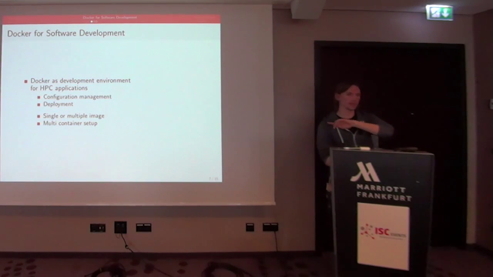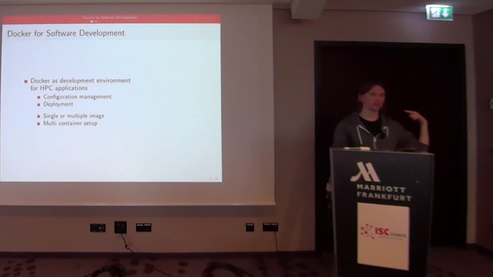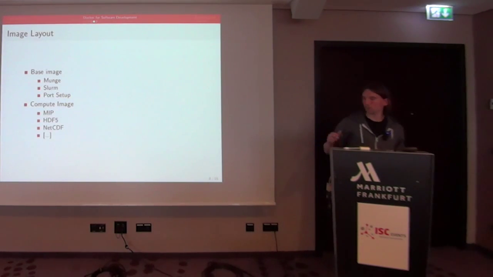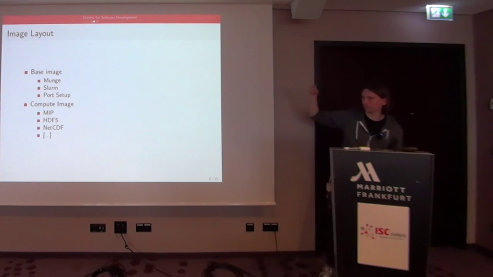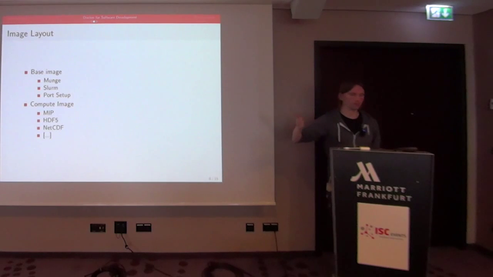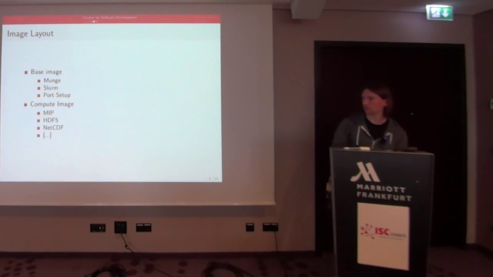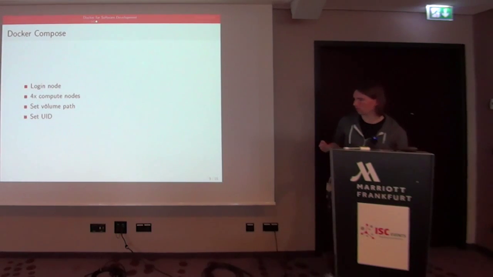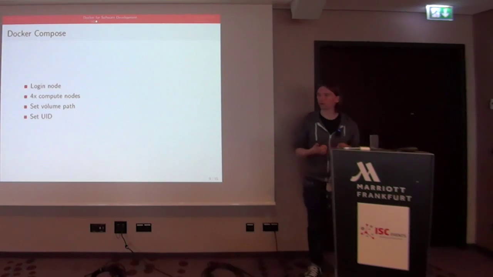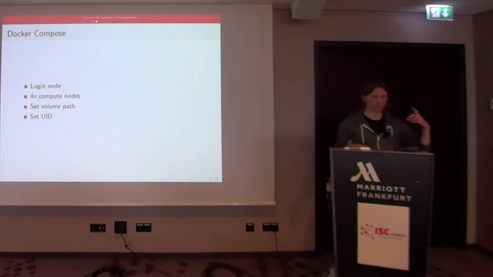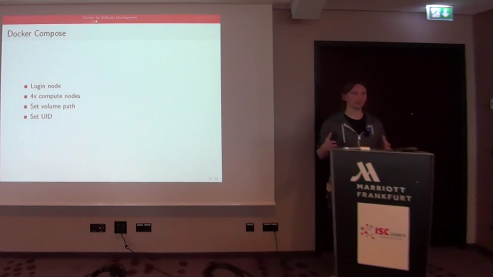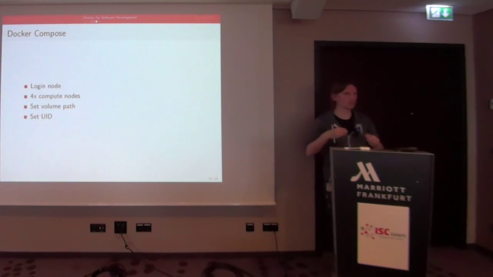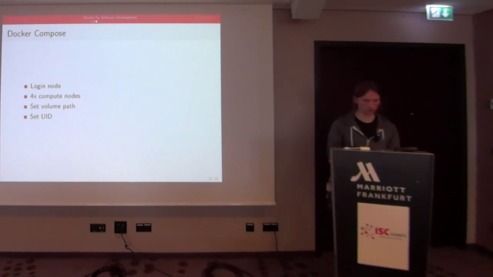Okay. So, I can use it for HPC applications. Now I'm using the configuration management aspect and the deployment aspect and run a single or multiple image setup inside multiple containers. The image layout I'm running is just a base image which provides a basic Slurm setup, and the next layer of the image provides a compute image with the dependencies like MPI, HDF5, NetCDF, and everything else you need. So I use Docker Compose for this. What will happen now? I will start up 5 containers, 1 login node, 4 compute nodes, and again, the set UID will happen on every container, and the working directory will be mounted inside every container. So Slurm finds the necessary executables inside every container, and Slurm can work with them.